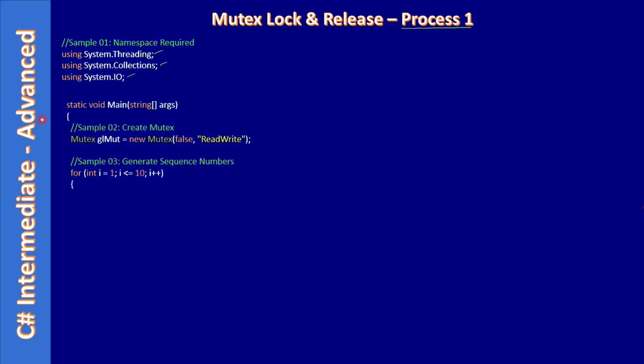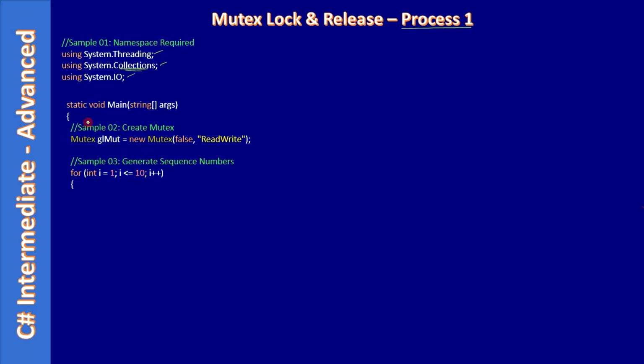So here process 1 is a console application, and threading, collection, IO, all these namespaces we are including. I'm not sure we are using collection. We will see when we go through the code.